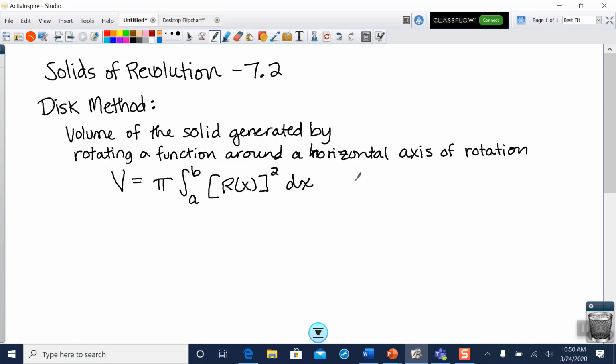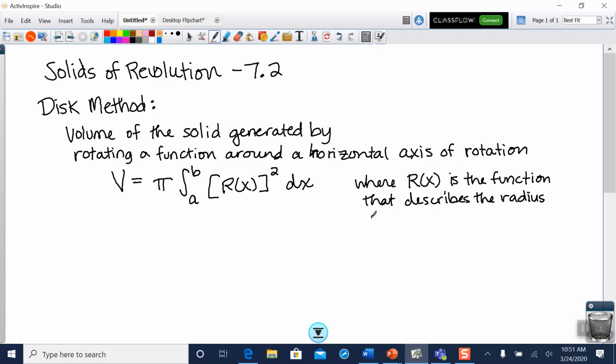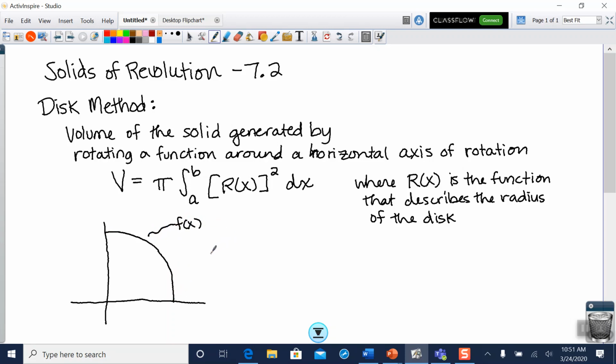Okay? And r of x is the function that describes the radius of the disk. So what we're talking about here is if we have a function, let's say our function is a quarter of a circle. Okay, so our function here, f of x, and we're going from a to b, so we're actually going to go just from the y-axis to this point.